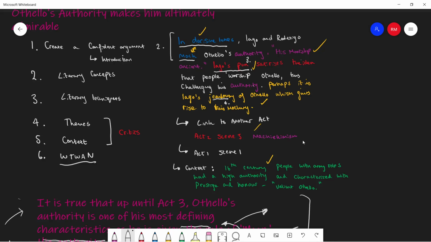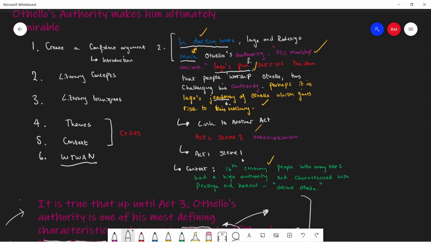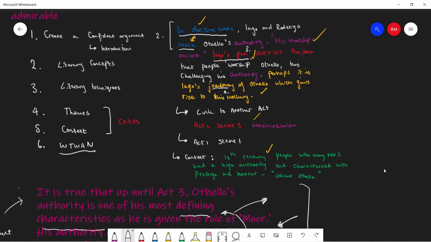Maybe something like that. Whereas instead, if you carried on with Act 1, Scene 1, you could maybe talk about irony and say, well, Cassio was chosen instead of Iago, and Iago's jealous, and people with army roles had this, and so forth. And after you've explained your context and explained your critic, with maybe even another link, you need to think about introducing a different point.